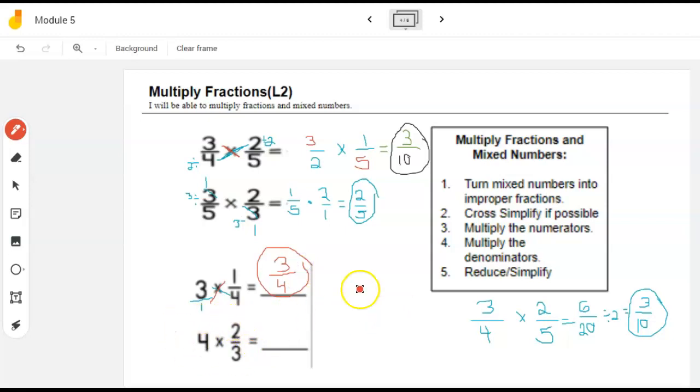Try 4 times 2/3. So I checked it. 4 and 3 can't be divided by the same thing, and 1 and 2. So I just multiply across. 4 times 2 is 8, and 1 times 3 is 3. Now I do want this as a mixed number, so I'll pause the video, get a mixed number for me. I should see your division work or subtraction. So I got 2 and 2/3 when I turned it into a mixed number.